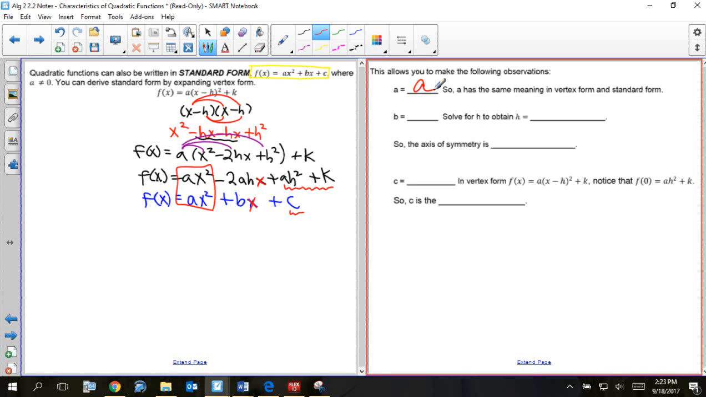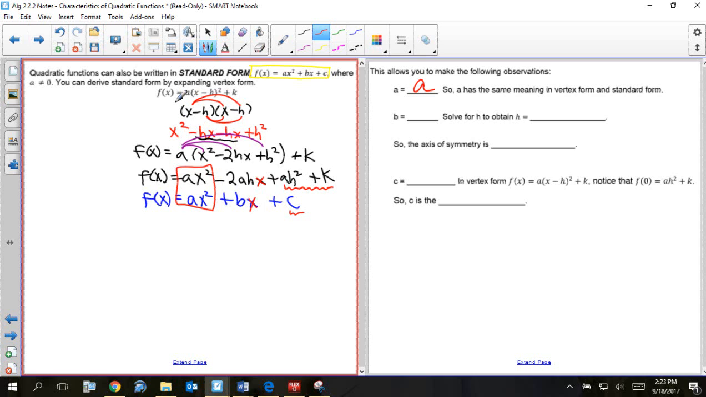And what does a normally tell us about the parabola? What's that number in front tell us when it's in vertex form? Stretch or shrink or reflection. So a in vertex form tells us the exact same thing that it does in standard form. If it's a negative number, it's going to be a reflection. If it's a number bigger than 1, it's going to be a vertical stretch, right? It's going to be the same stuff.